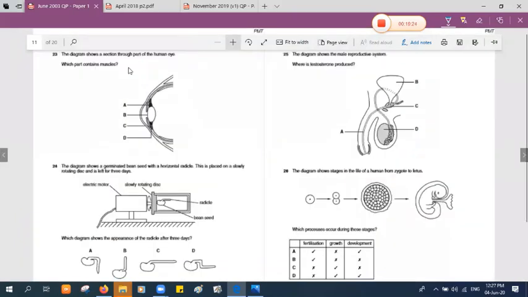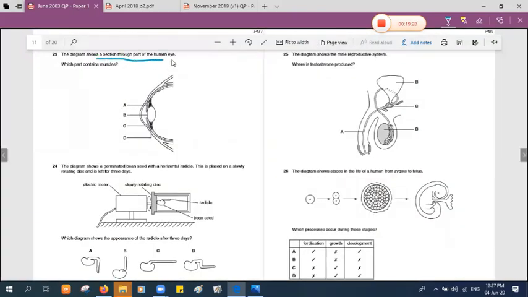Okay. The diagram shows a section through part of the human eye. Here, which part contains muscle? So what do you think? Do you remember when I told you that there are muscles to control the opening and the contraction and relaxation of the iris. So 23 will be D. Perfect, Rahma. Perfect. These are the muscles here.